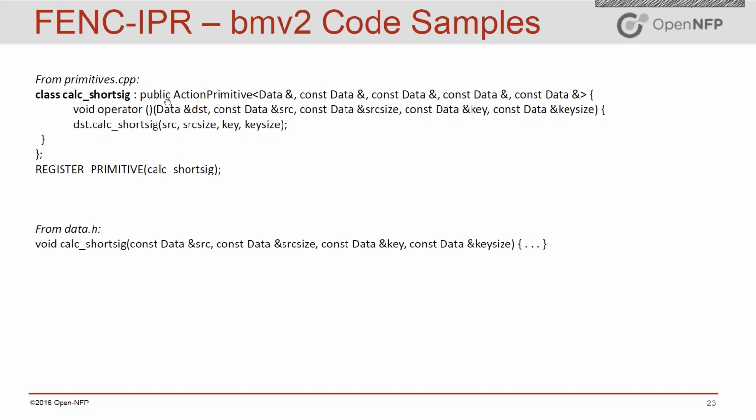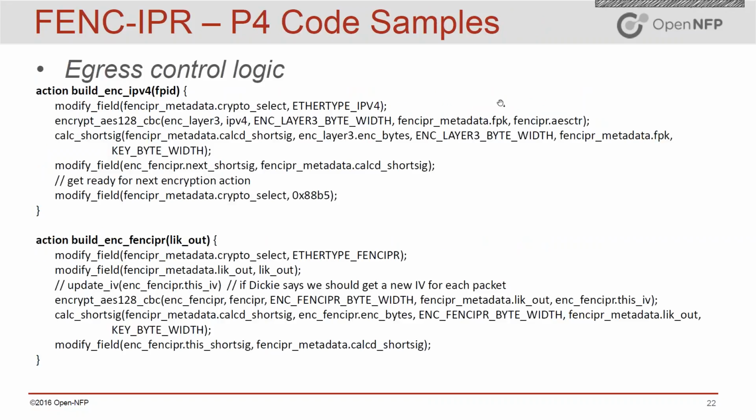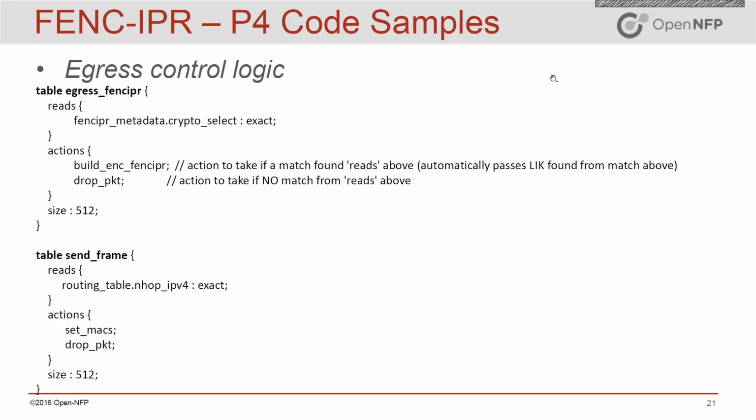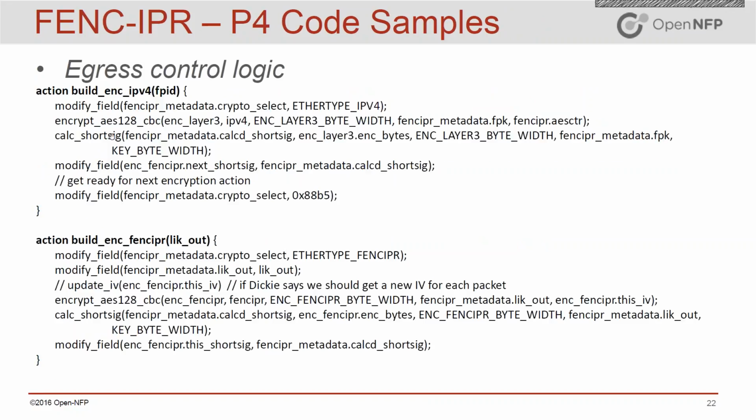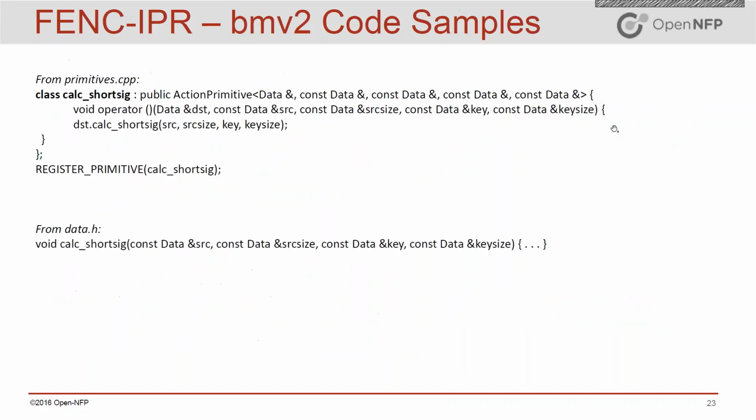So here are all the field types that it takes, right? And those field types are defined up here by your call. So here's calc short sig. So here's the short sig. Here's encrypted layer 3 bytes, etc. And there are only a certain number of basic data types in BMV2, and data is the most flexible. So everything here is a data type.